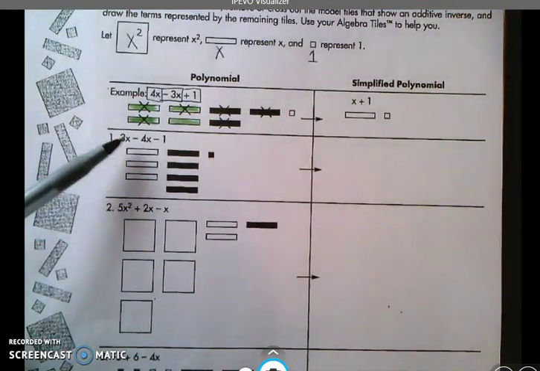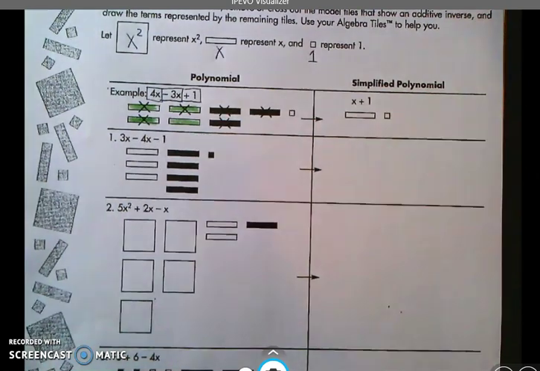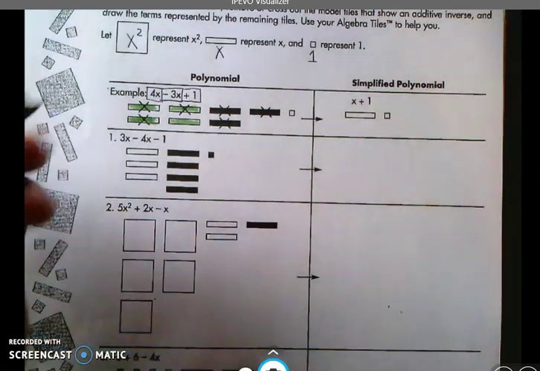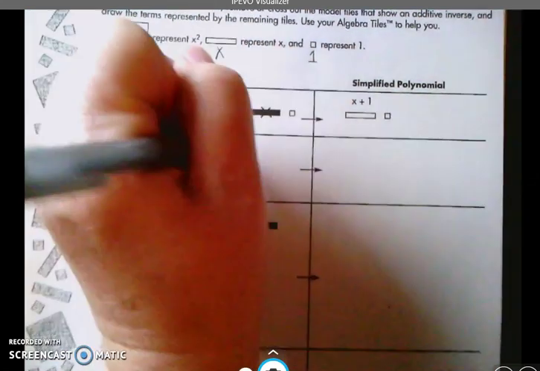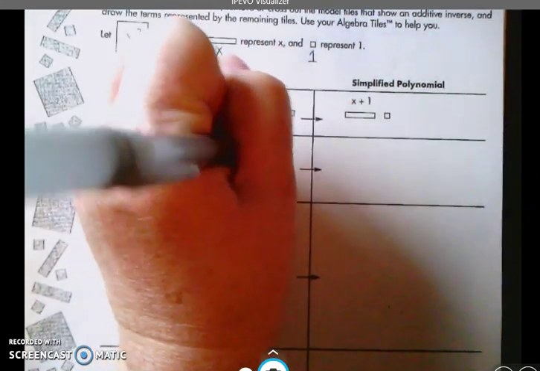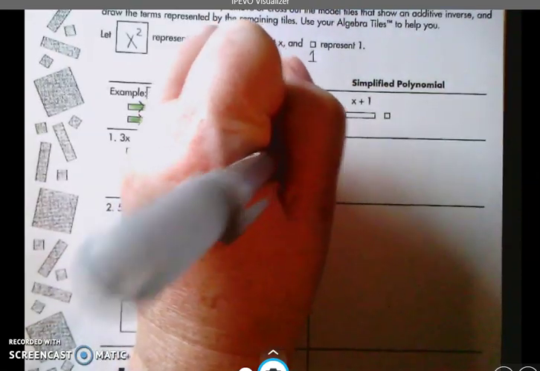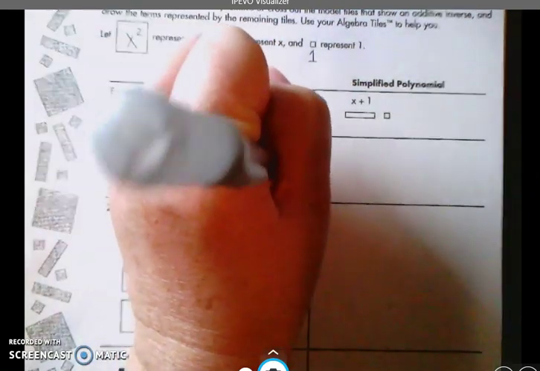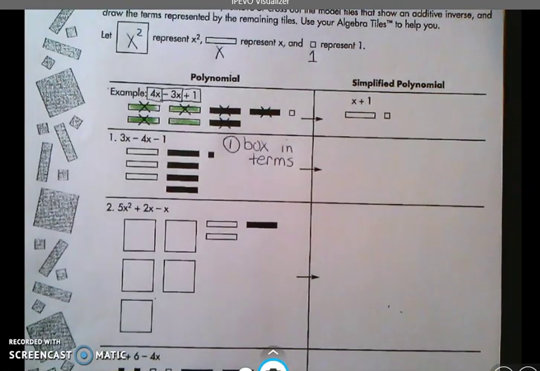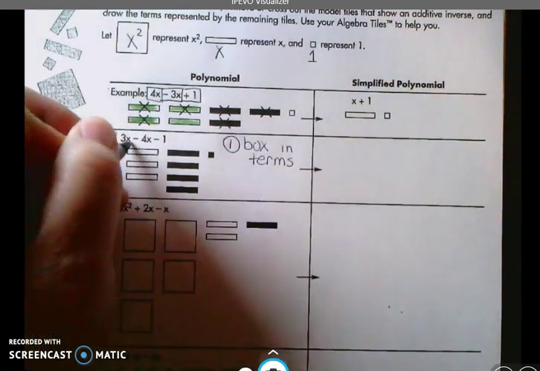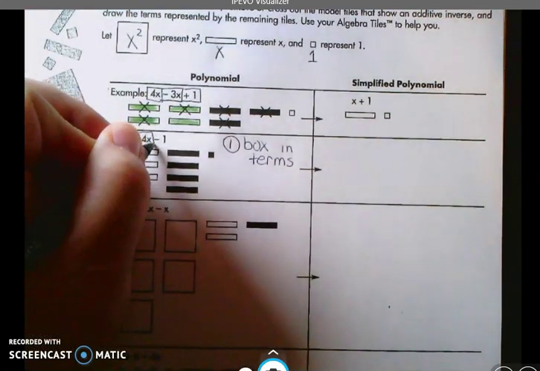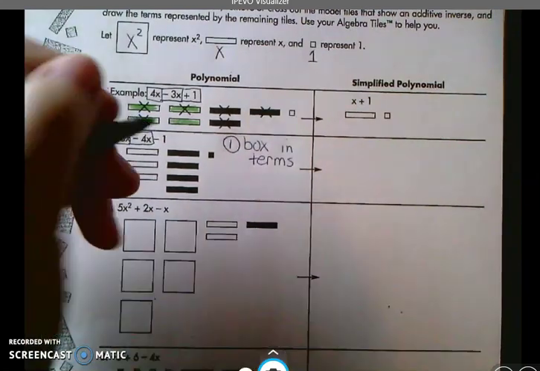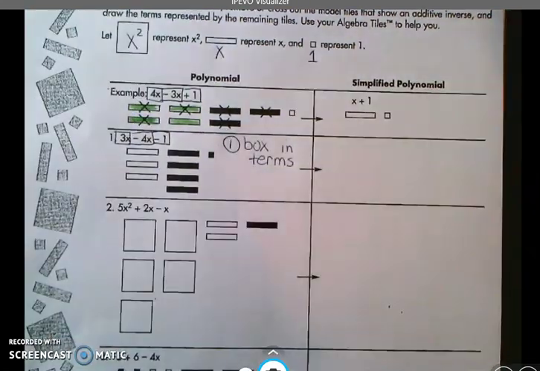I have 3x minus 4x minus 1. So let's box in our terms. So that's going to be step 1. Box in the terms. And hit pause if you need to slow down. So my terms are 3x minus 4x and a minus 1.